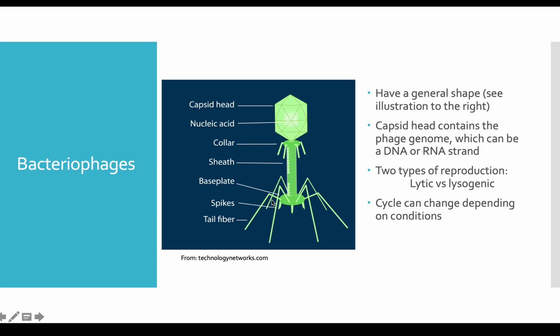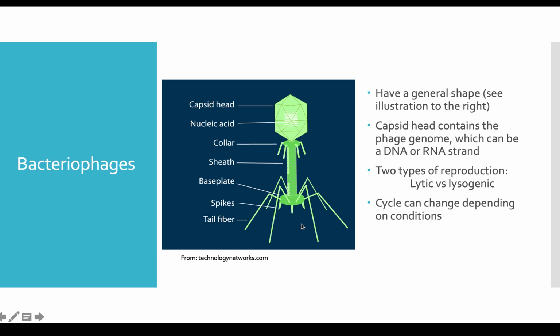Remember, these tail fibers are what detect the surface of the bacteria and tell the virus that it is a specific bacteria they are interested in. These will then adhere to the surface of the bacteria and move in a way that pulls this spike and base plate assembly down, thus puncturing the cell wall and the cell membrane of the bacteria. And then the nucleic acids are injected from the capsid head down through the sheath and in through this base plate and everything into the bacterium.